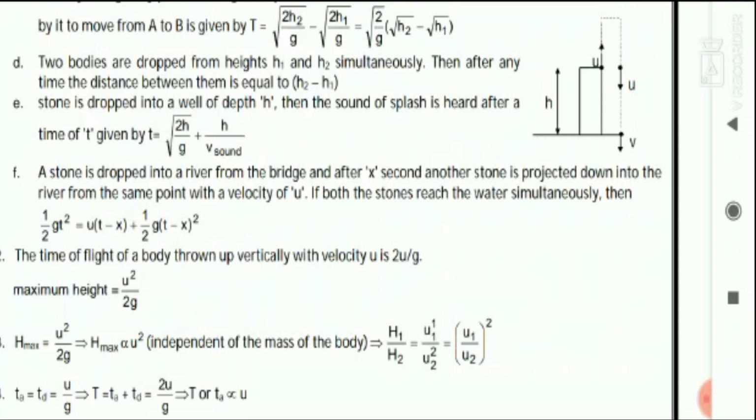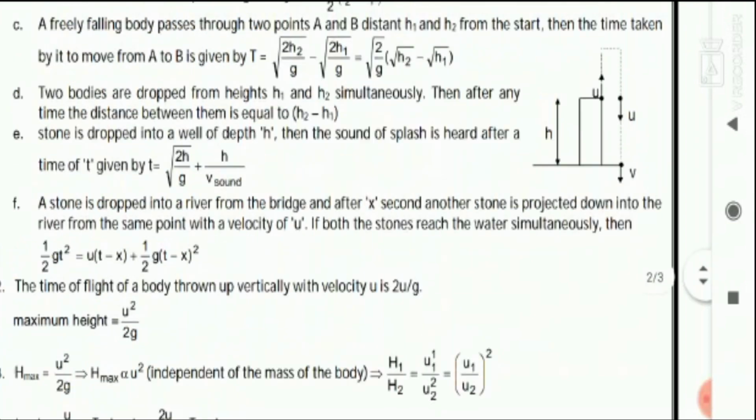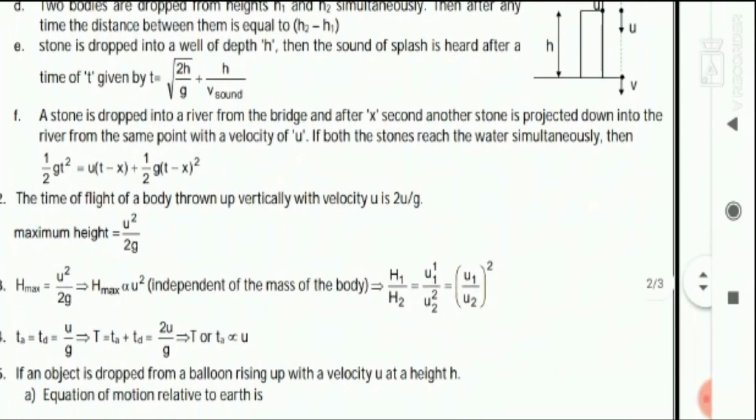Very important questions. In earlier competitive examinations this question was asked. Here also the h value will be given, the depth of the well will be given, and the time will be given. Then he may ask the velocity of sound, or the velocity of sound will be given, the time will be given, and h will be asked. But in any case you can use this formula, if you remember: t is equal to under root 2h by g plus h by velocity of sound.